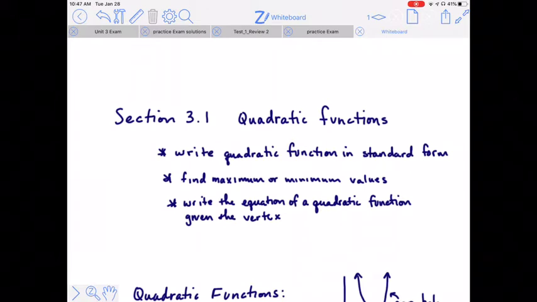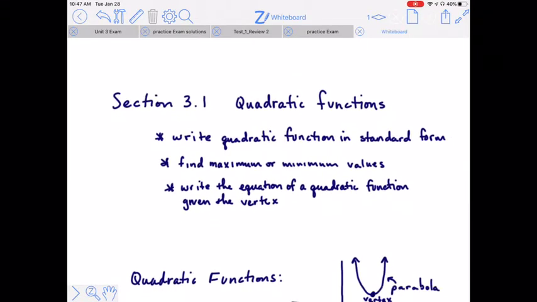But these are learning targets. We need to be able to write a quadratic function in standard form. That's also known as vertex form. That's going to be a key topic in this section: the vertex of a quadratic function, which leads to the next learning target, find the maximum or minimum values. Really, that just means finding the vertex of a parabola. And then finally, write the equation of a quadratic function when given the vertex.